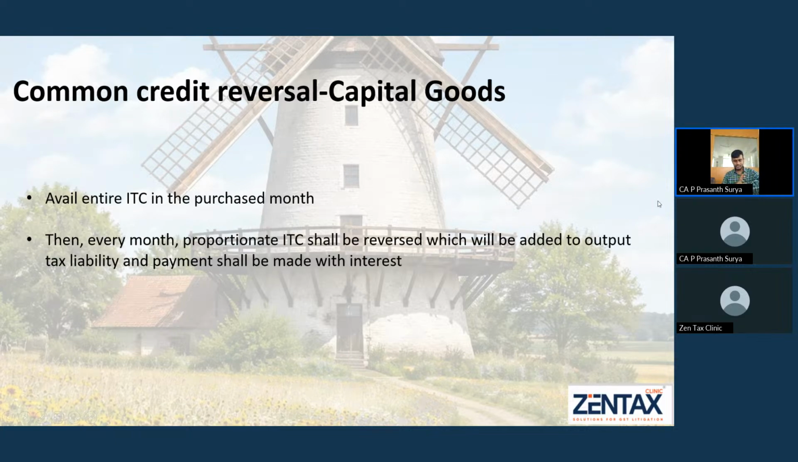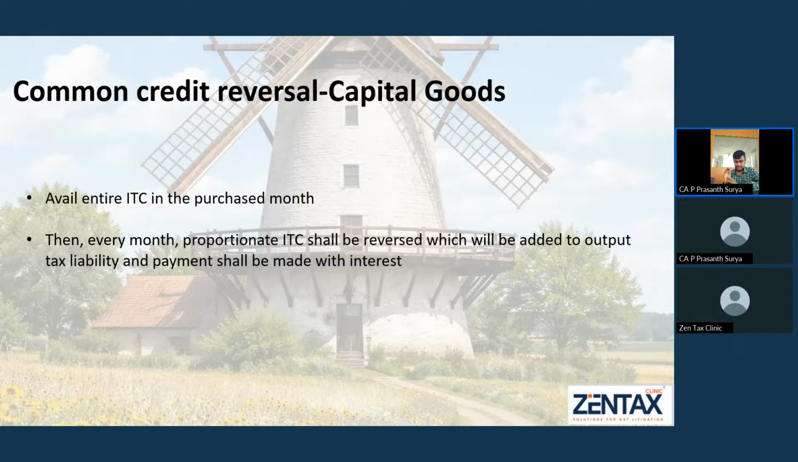Now, common credit reversal with respect to capital goods. There are two things here. One is common credit reversal with respect to inputs and input services. There might be a situation where you buy an input, a raw material, used for affecting both taxable supplies and exempt supplies. There will always be a situation where you avail an input service, like indirect expenses, rent, audit fees and all, used for both taxable supplies and exempt supplies. There is also a third scenario, where there might be a machinery or a plant which will be used for producing both taxable GST goods and exempted GST goods.